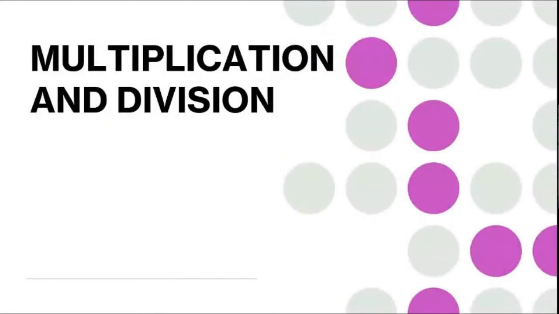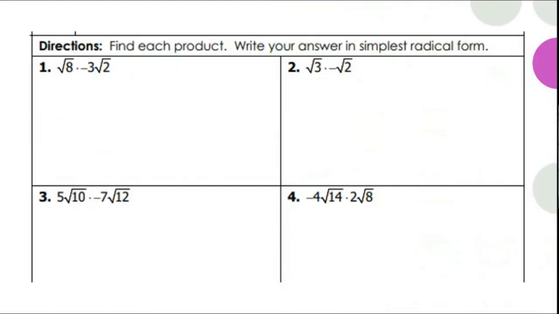Now let's have multiplication and division of radicals. Multiply the coefficient and multiply the radical. Coefficient to coefficient and radical to radical. And we can write it in simplest form. So let's have number 1. So the coefficient of square root of 8 here is 1.